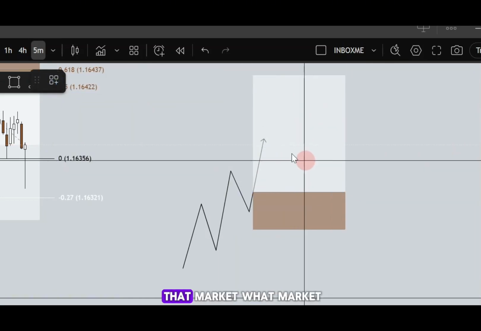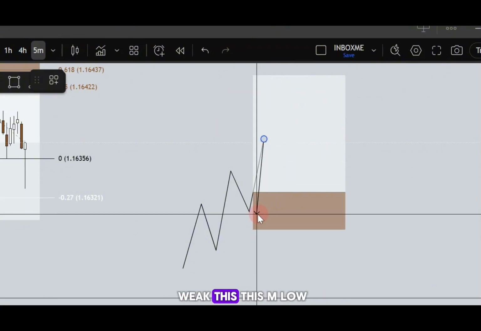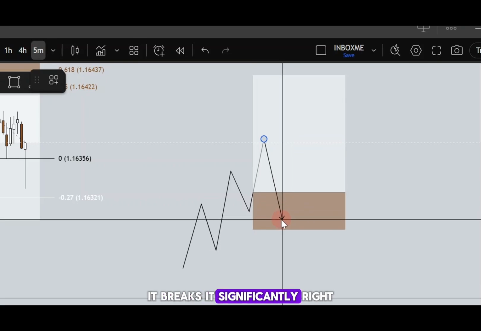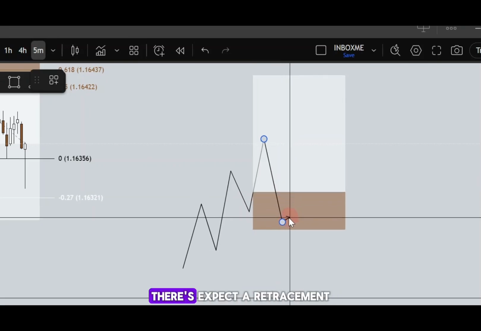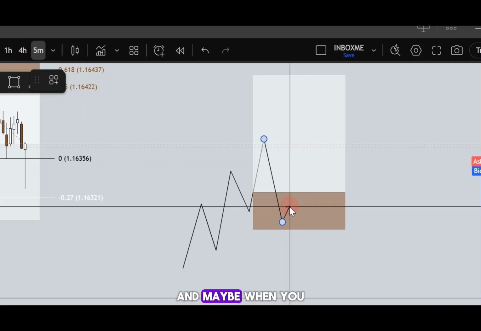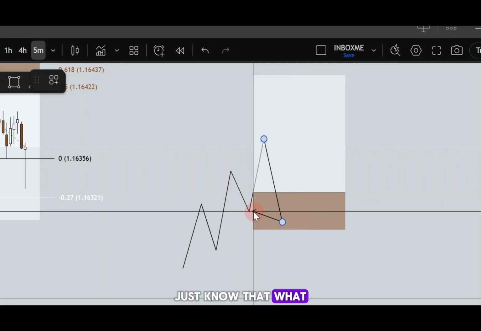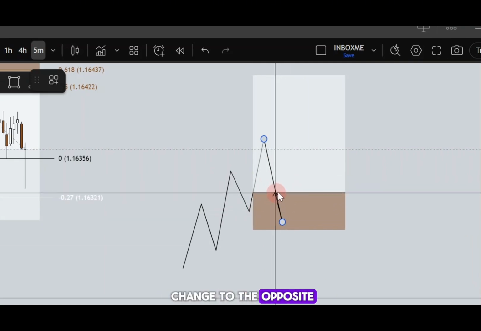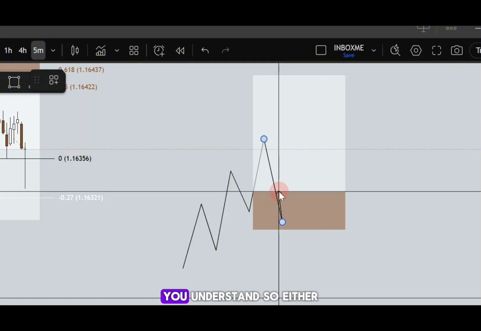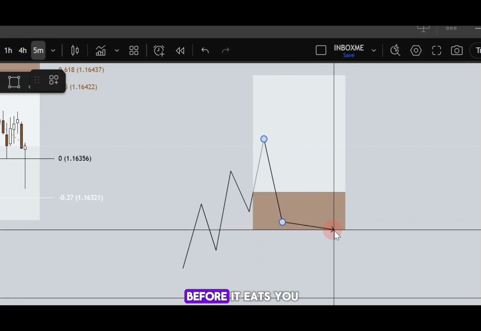But what does the market do? Market does not just wick this low, it breaks it significantly, right? And starts retracing back. You know, obviously when there's a break, you expect a retracement. When it starts retracing back, that's when you know that once you see this thing happen, market structure is about to shift, the market is about to change to the opposite structure, to another one. You understand?